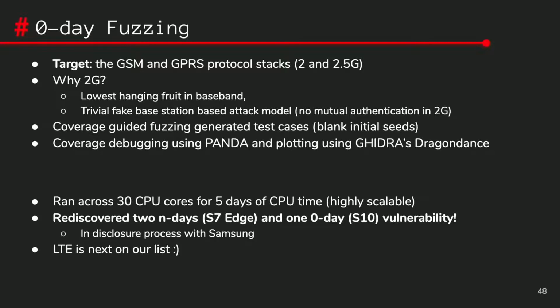For our coverage guided fuzzing, we had some blank initial seeds, and we were able to debug coverage using PANDA, exporting coverage, and Ghidra's Dragon Dance. We didn't run even for that long, 30 CPU cores across 5 days, which further demonstrates the scalability. And we discovered 2 N-days, the one from before and the one I'll talk about next, and 1 0-day, which we're in disclosure with Samsung about right now. And given the success of GSM, the fact that this is 30 years old at this point, we're still finding things, I'd say LTE and above is definitely next on our list.